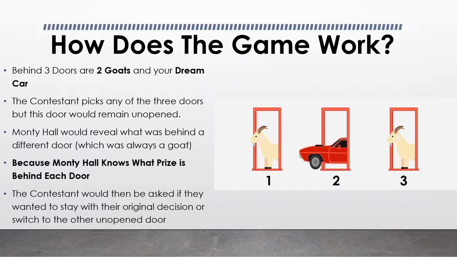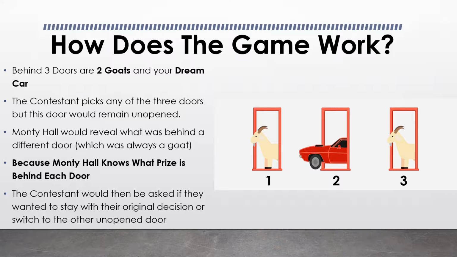This problem derives from a game he used to play, where he would have 3 doors, and behind those doors were 2 goats, and it was always your dream car. The contestant would pick any of the 3 doors they wanted, but this door would remain closed. Monty Hall would then reveal what was behind a different door. What was behind this door would always be a goat or something you just didn't want. This is because Monty Hall knew what prizes were behind each door.